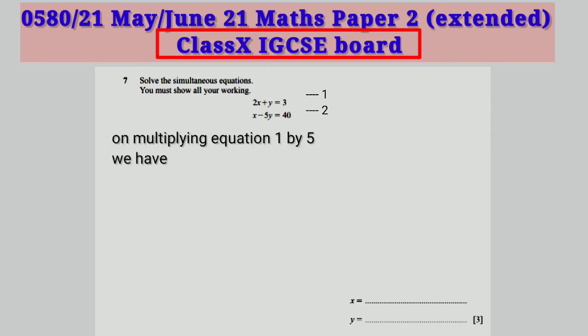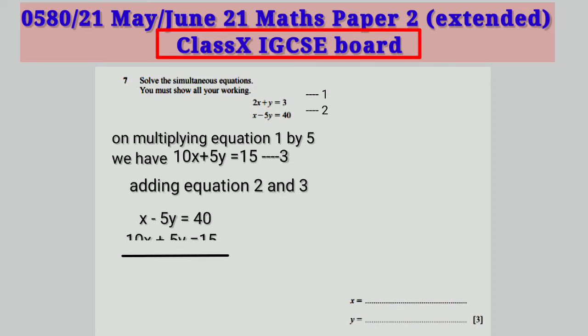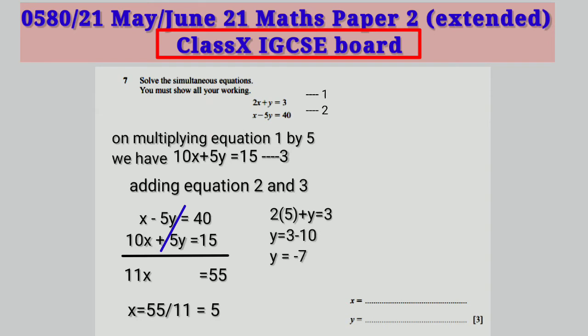Multiplying equation 1 by 5, we have 10x plus 5y equals 15. Adding equations 2 and 3, x plus 10x will give us 11x, and minus 5y and plus 5y get cancelled. 40 plus 15 gives us 55. So the value of x is 55 by 11, or 5. We will substitute the value of x in equation 1. We have 2 into 5 plus y equals 3. Therefore, y equals 3 minus 10, which is minus 7. The solution is x equals 5, y equals minus 7.